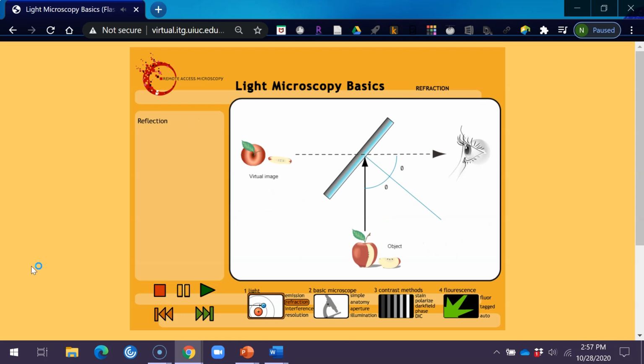The virtual image reflected by a plane mirror will appear to be as far behind the mirror as the real object is in front of it. It will also appear at an equidistant angle from the mirror as the real object. Modified reflective mirrors are used in incident-light microscopes for imaging opaque specimens.